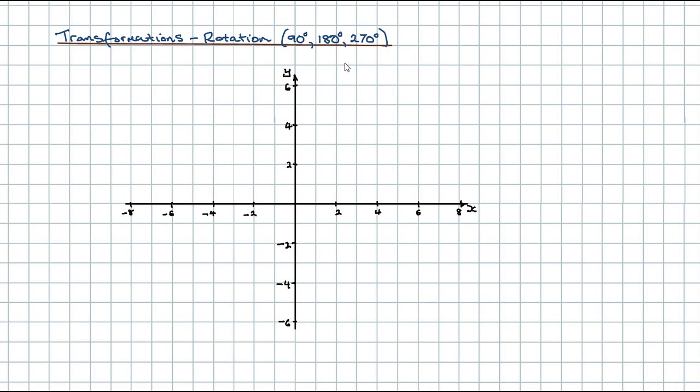So in this video we're going to look at one of the four basic transformations. This time we're looking at rotation. So rotation comes in three basic types. There's a 90-degree rotation, a 180-degree and a 270-degree rotation. Let's have a look at the 90-degree first.